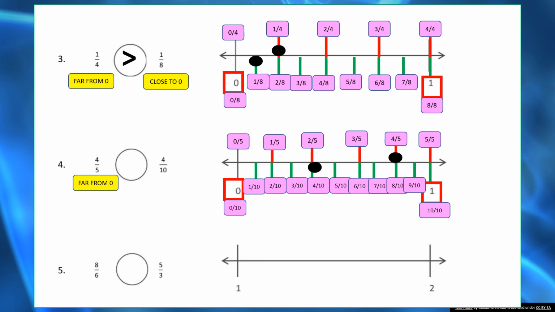Now remember, if it's far from 0, it's the bigger number. If it's close to 0, it's the smaller number. So that means that 4/5 is greater than 4/10. Now, if you need to pause your video to make sure that you have everything on your paper that I have on my screen, go ahead and do so now.